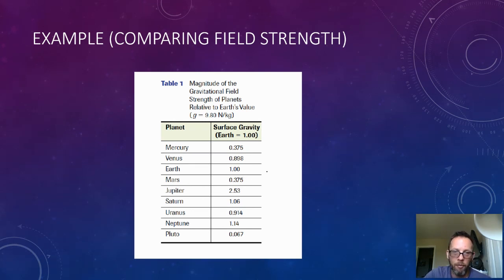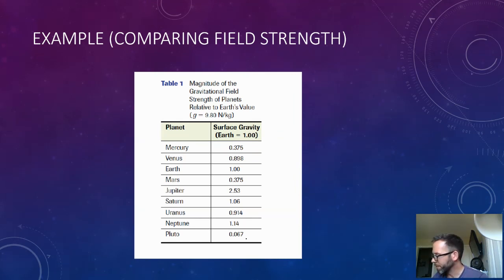And you have some other comparisons too. For Mercury, it's about the same, 37.5. For Venus, about 0.9, so very close to Earth gravity. Jupiter, 2.5 times. Saturn, very close. Uranus, very close. Neptune, very close. But if you look at Pluto, 0.067. That's like 7% of Earth's gravity. And so this is kind of one argument for why Pluto was declassified as a planet, because its gravitational field strength is just not very much.